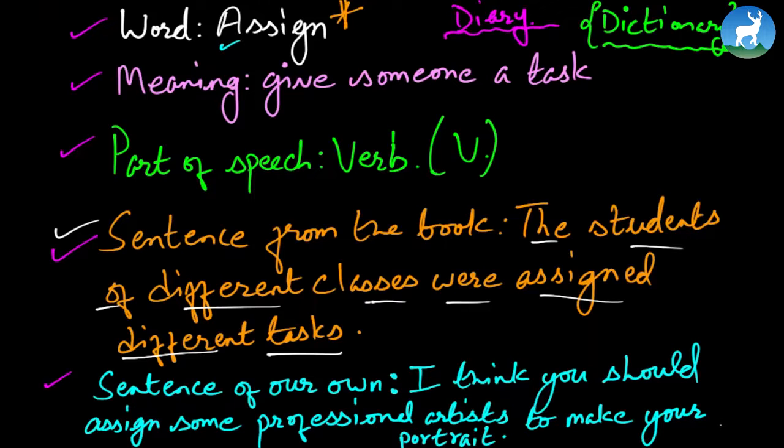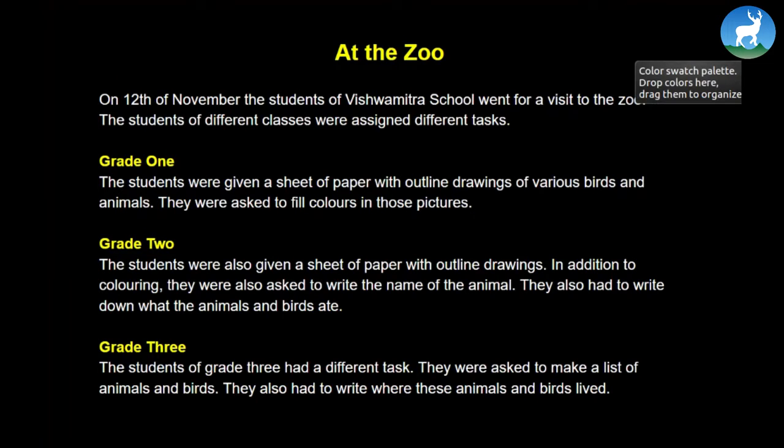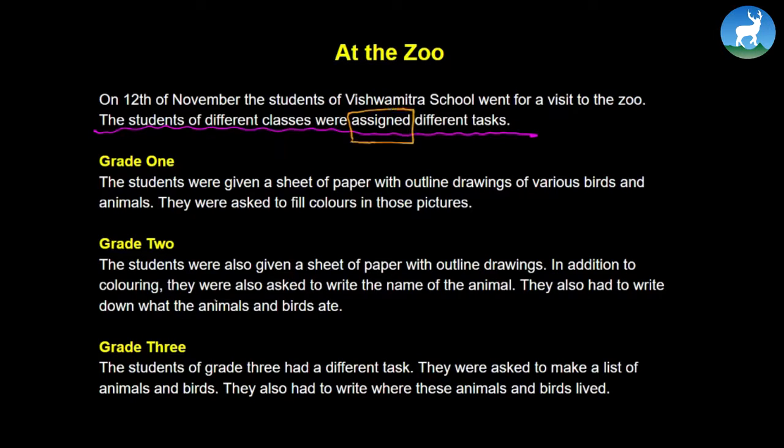Now, let's move on to the passage, shall we? Here's the passage I was talking about earlier. At the Zoo. On 12th of November, the students of Vishwamitra School went for a visit to the zoo. The students of different classes were assigned different tasks. Remember, this is where I got the word assigned. Now, as the sentence says here, the students of different classes, grade 1, 2, and 3, were all assigned, they were all given a particular task or different tasks.